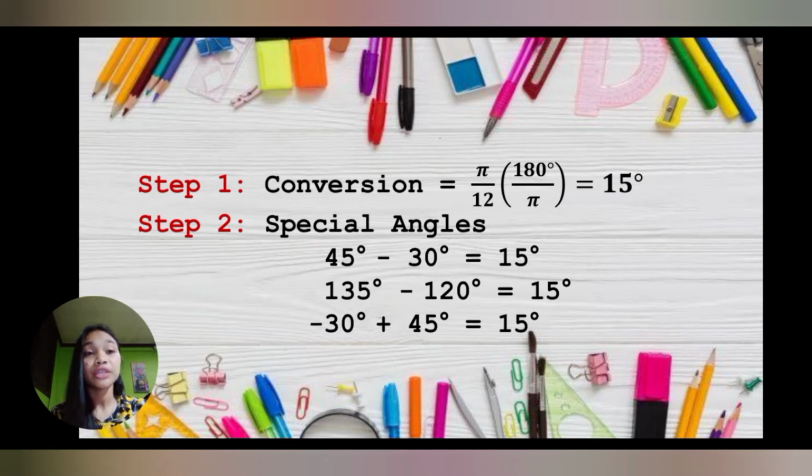So our 15 degrees is not a special angle. So we need to find some special angles that equal 15 degrees. So we have these three. I found three. We have 45 degrees minus 30 degrees equals 15 degrees. And 135 degrees minus 120 degrees equals 15 degrees. And negative 30 degrees plus 45 degrees is 15 degrees.